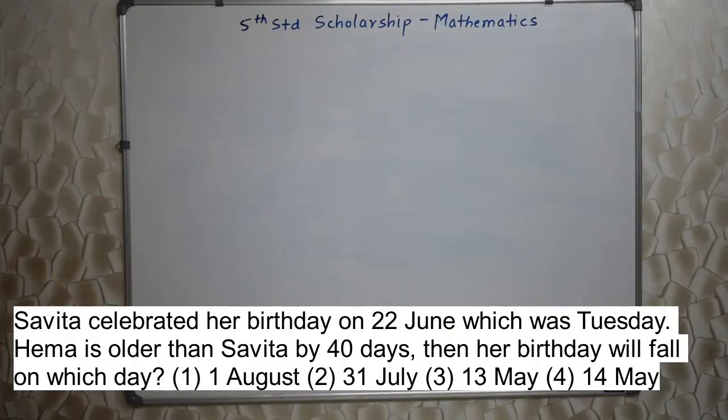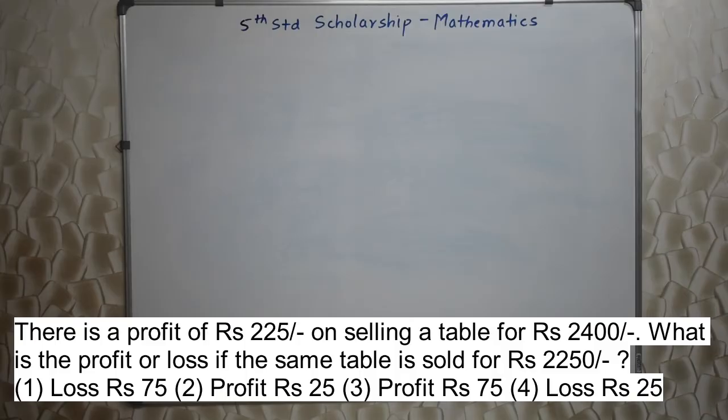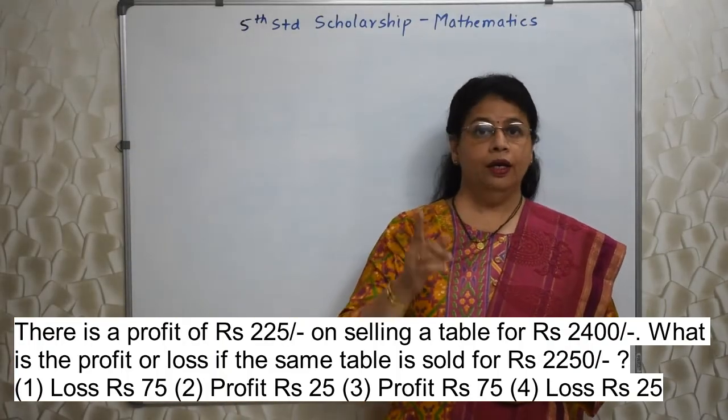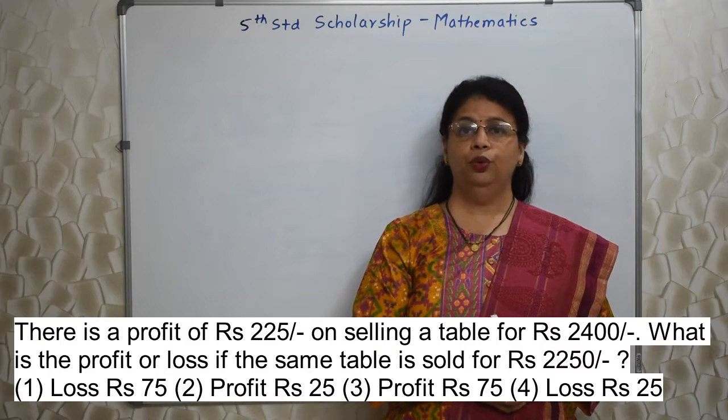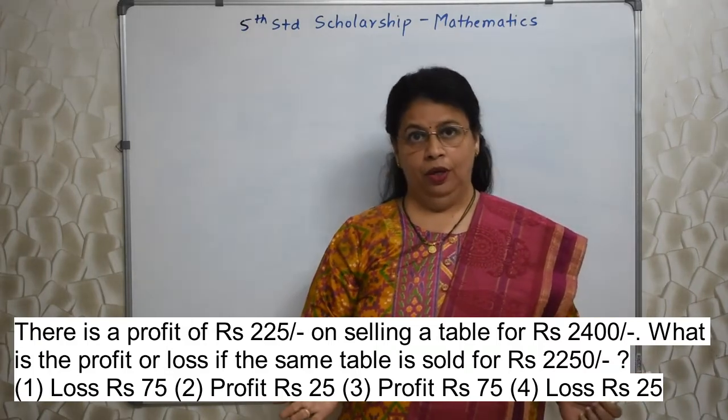Students, next sum. There is a profit of rupees 225 on selling a table for rupees 2400. What is the profit or loss if the same table is sold for rupees 2250? Okay, profit and loss is another important chapter which you really need to study well. Okay, it is formula based.